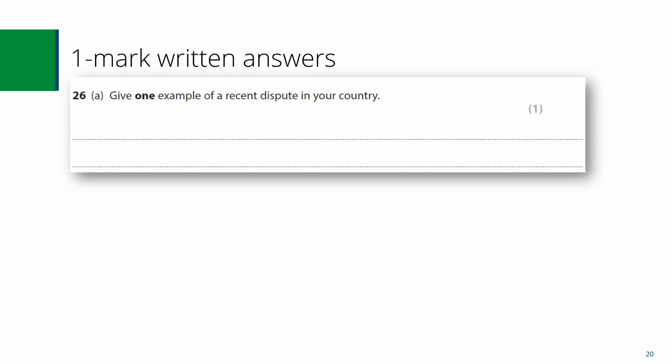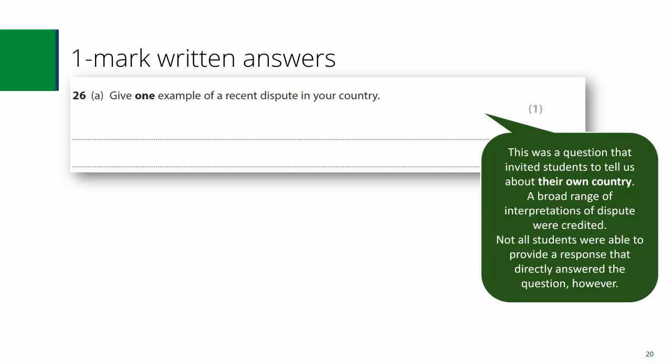A third example of a 1 mark written answer is this, 26A. Give one example of a recent dispute in your country. This is in the section where students are invited to tell us about their own country, or they will be answering questions that are informed by their understanding of their own country. The key thing here is the word dispute, the idea of a dispute, a disagreement, something being contested within your country, and hoping to hear something specific as an example.